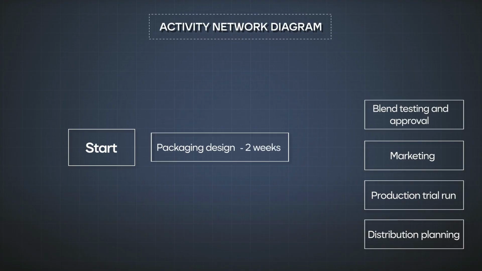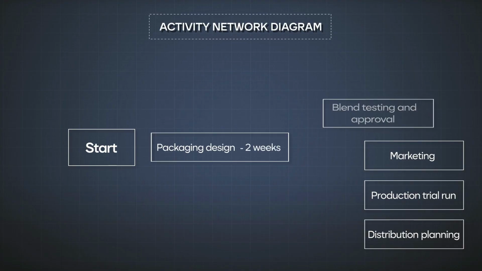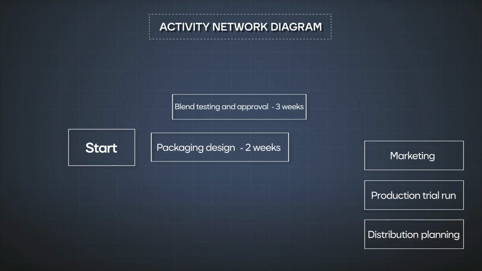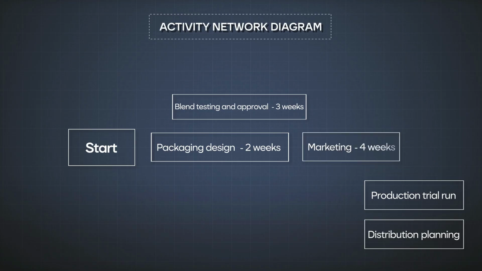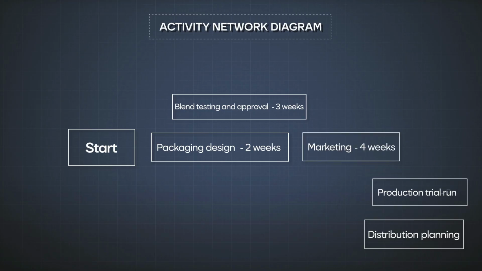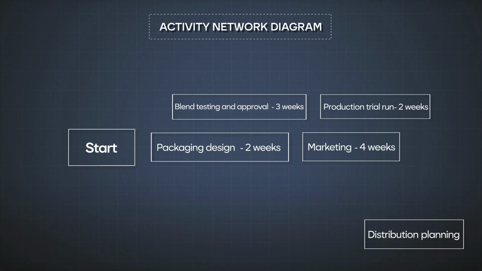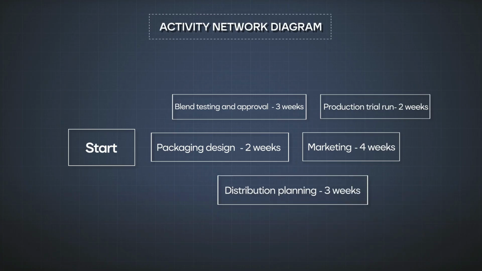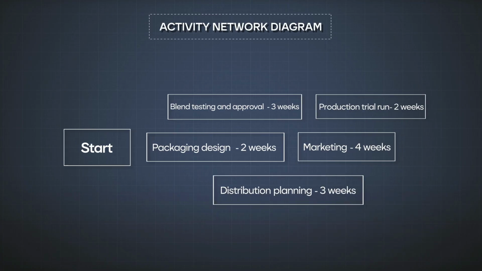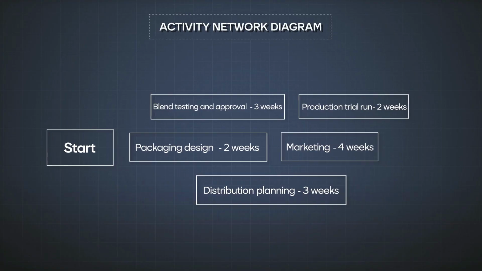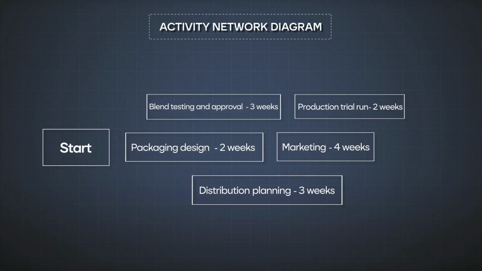Now the packaging design may take up to 2 weeks. The blend testing and approval will take 3 weeks to complete, and the marketing will cost you 4 weeks of work. The production trial run, 2 weeks, and the distribution planning 3 weeks. Some of these tasks can happen in parallel, while others have to follow a strict sequence. For example, packaging design must be complete before you run the marketing. Blend testing has to finish before you can finalize the production trial run.